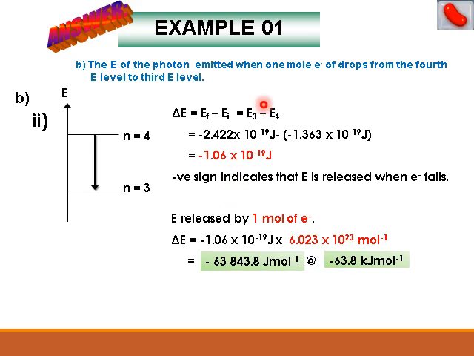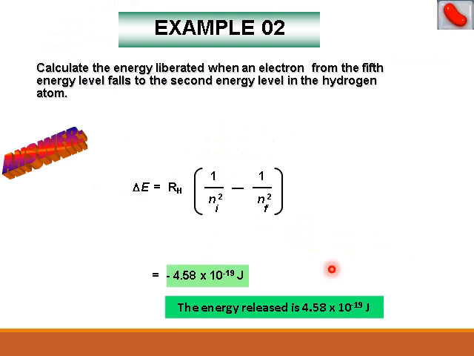But the question says 1 mole of electrons. So that's why I need to times the number of Avogadro in order to get the energy released by 1 mole of electrons. Okay, the negative sign indicates energy is released.